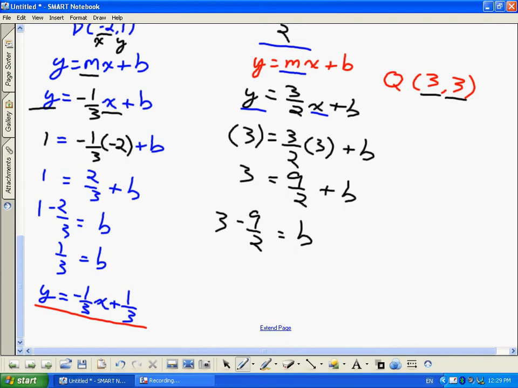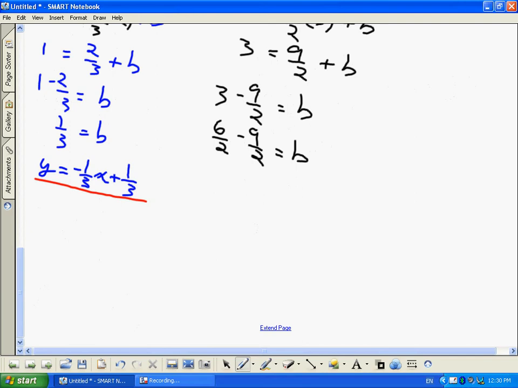Now I know this confused a lot of you last time, so I'm going to carry out the steps. I have to turn 3 into a fraction with a denominator of 2. So that's going to look like 6 over 2, subtract 9 over 2 equals b. I'm doing an extra step that I didn't do last time. 6 subtract 9 is negative 3. I leave the same denominator, so it's negative 3 over 2, b. So our y-intercept for our other line is negative 3 over 2.